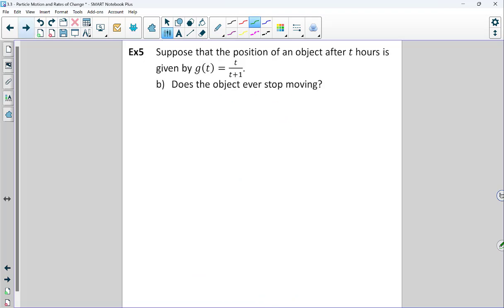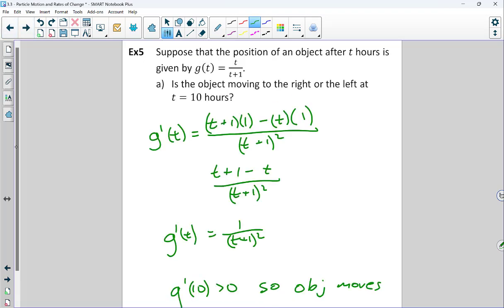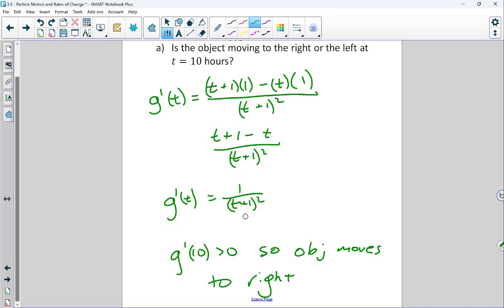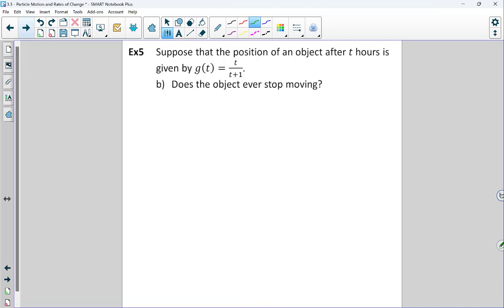Does the object ever stop moving? Again, the derivative is always positive. It never equals 0. Does the object ever stop moving? No, because g prime of t never, ever equals 0.